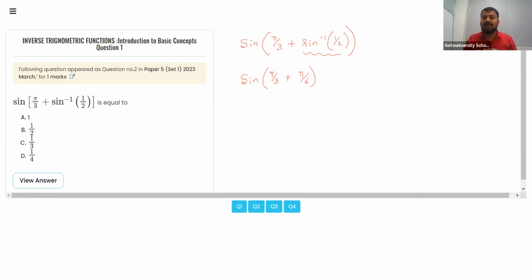So what is pi by 3 plus pi by 6? I can take pi by 3 as 2 pi by 6. So 2 pi by 6 plus pi by 6 is 3 pi by 6, which is nothing but sin of pi by 2. What is sin 90? It's going to be 1. So the answer for this question is option A.